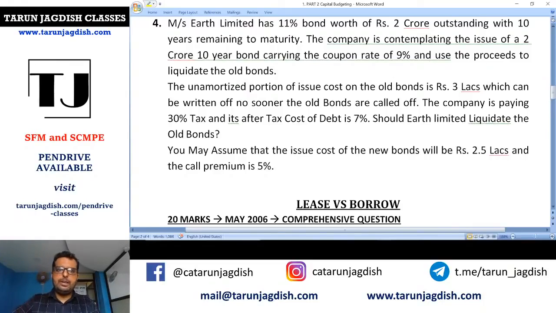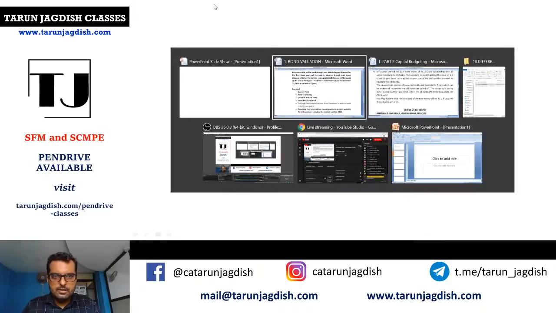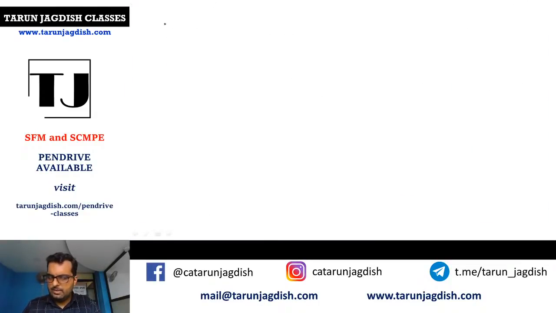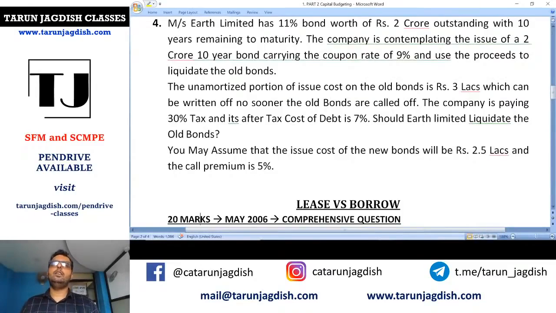Alright friends, shall we now do the basic data together? Okay. Working note 1, basic data. Point number A. Sir, Earth is having 11% bonds worth 2 crore outstanding with 10 years maturity. And they are contemplating a new 2 crore bond which is having a coupon rate of only 9%. So we are having two types of bonds over here. One is the old bond and the other one is the new bond.